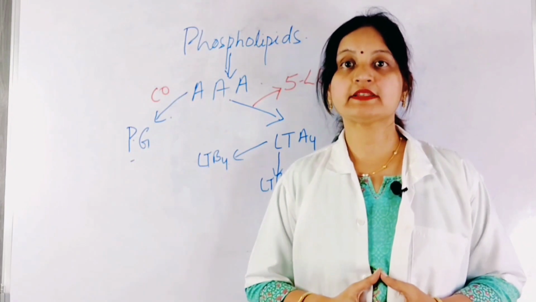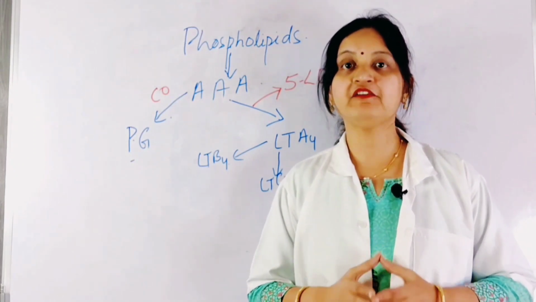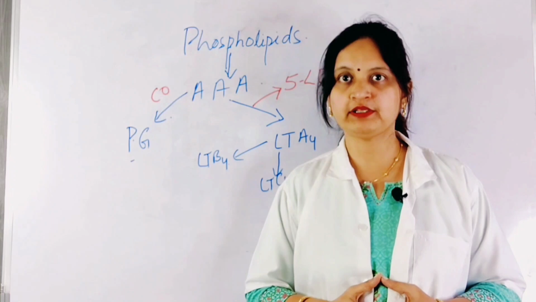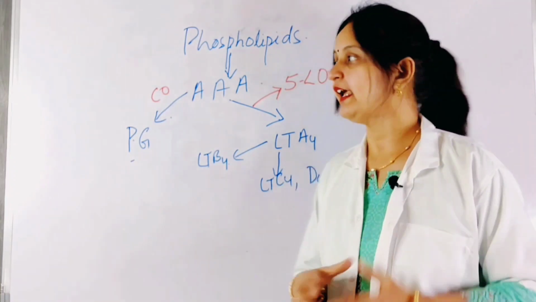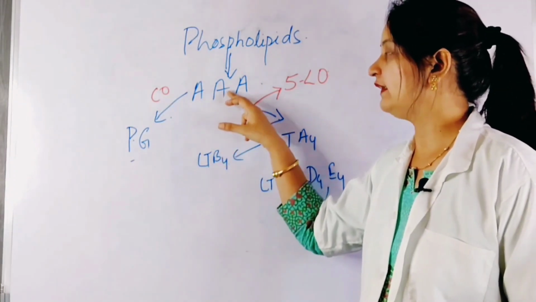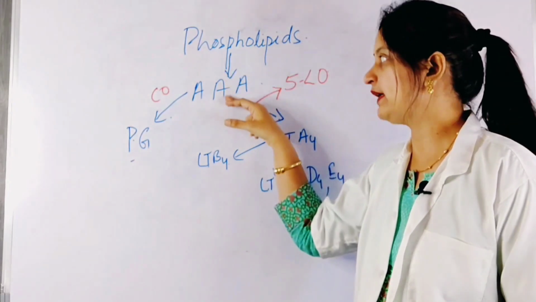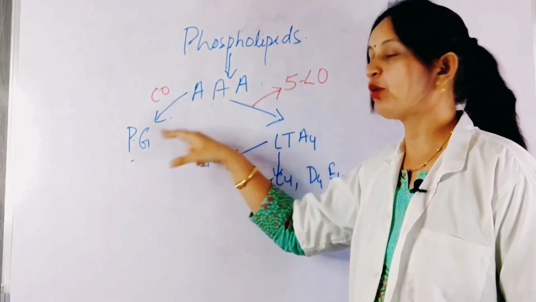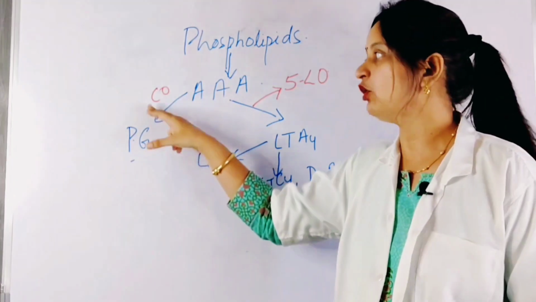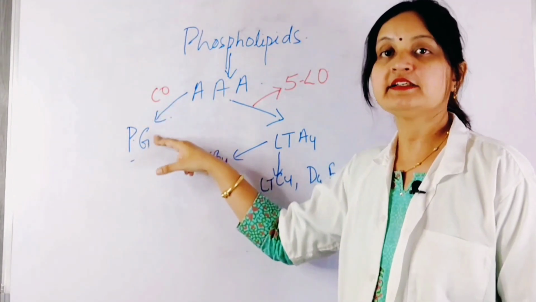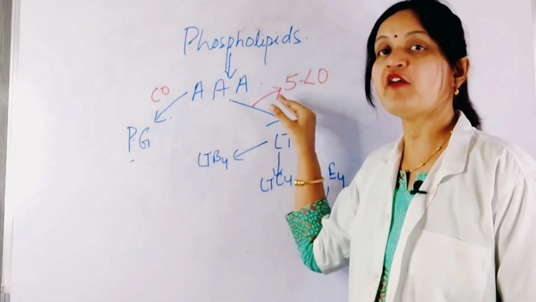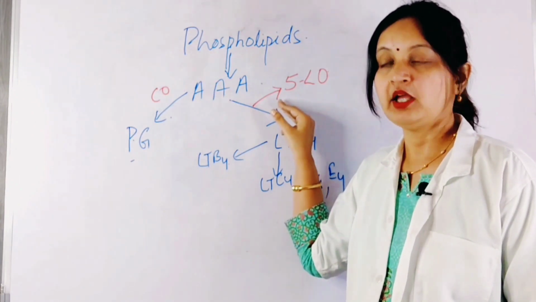So let us now understand the leukotriene pathway and the effects of leukotriene pathway modulators. In the figure, as we can see, arachidonic acid that is synthesized from phospholipids subsequently forms prostaglandins in the presence of the cyclooxygenase enzyme and leukotrienes in the presence of the 5-lipoxygenase enzyme.